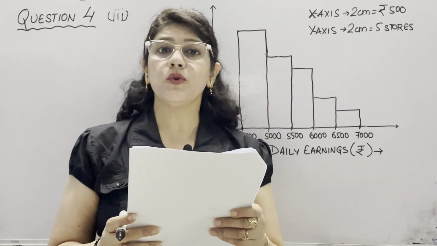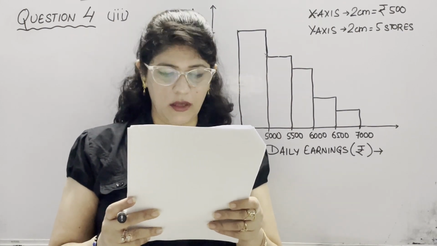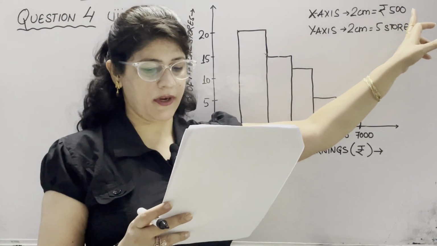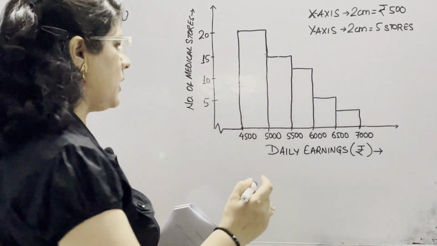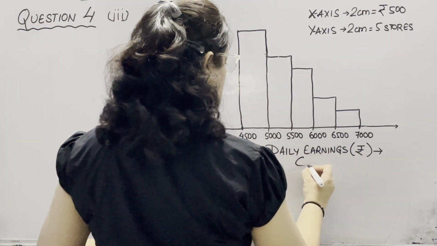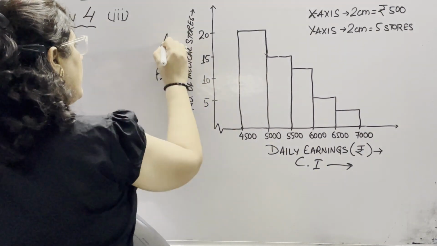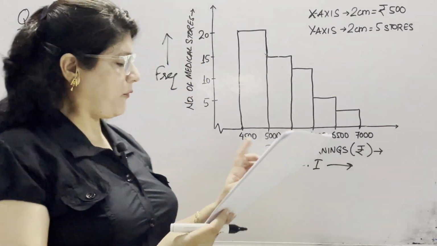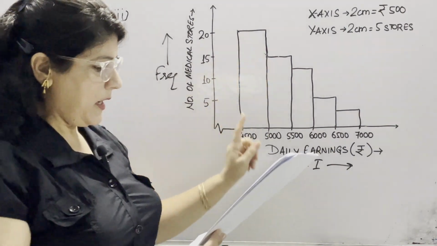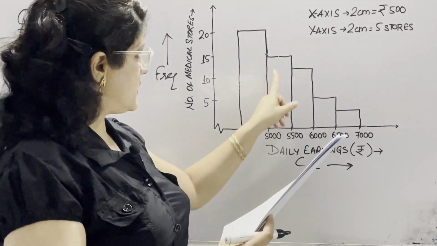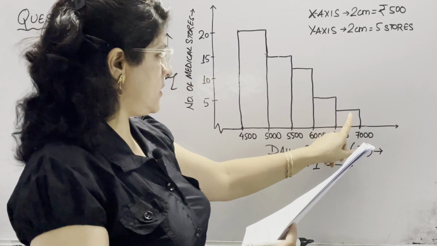In part number 3, use graph sheet, draw a histogram, daily earnings of 54 medical stores. We need to estimate the mode. Take 2 centimeter is equal to rupees 500 along x-axis and 2 centimeter is equal to 5 stores along y-axis. So we know class interval is on this side. So this is our class interval on x-axis and then frequency on our y-axis. So daily earnings are 4,500 to 5,000 of medical stores, number is 20. And then 5,000 to 5,500, it is 14, then 12, then 5, and then 6,500 to 7,000, it is 3.